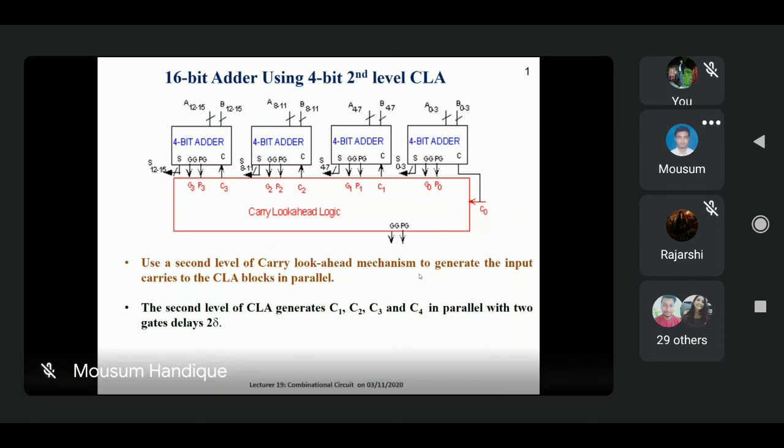Actually CLA means carry look ahead adder, and till now we have discussed the carry look ahead adder and the ripple carry adder, you remember. What is the advantage of using the carry look ahead adder as compared to the ripple carry adder? Less time delay is required with the carry look ahead adder.